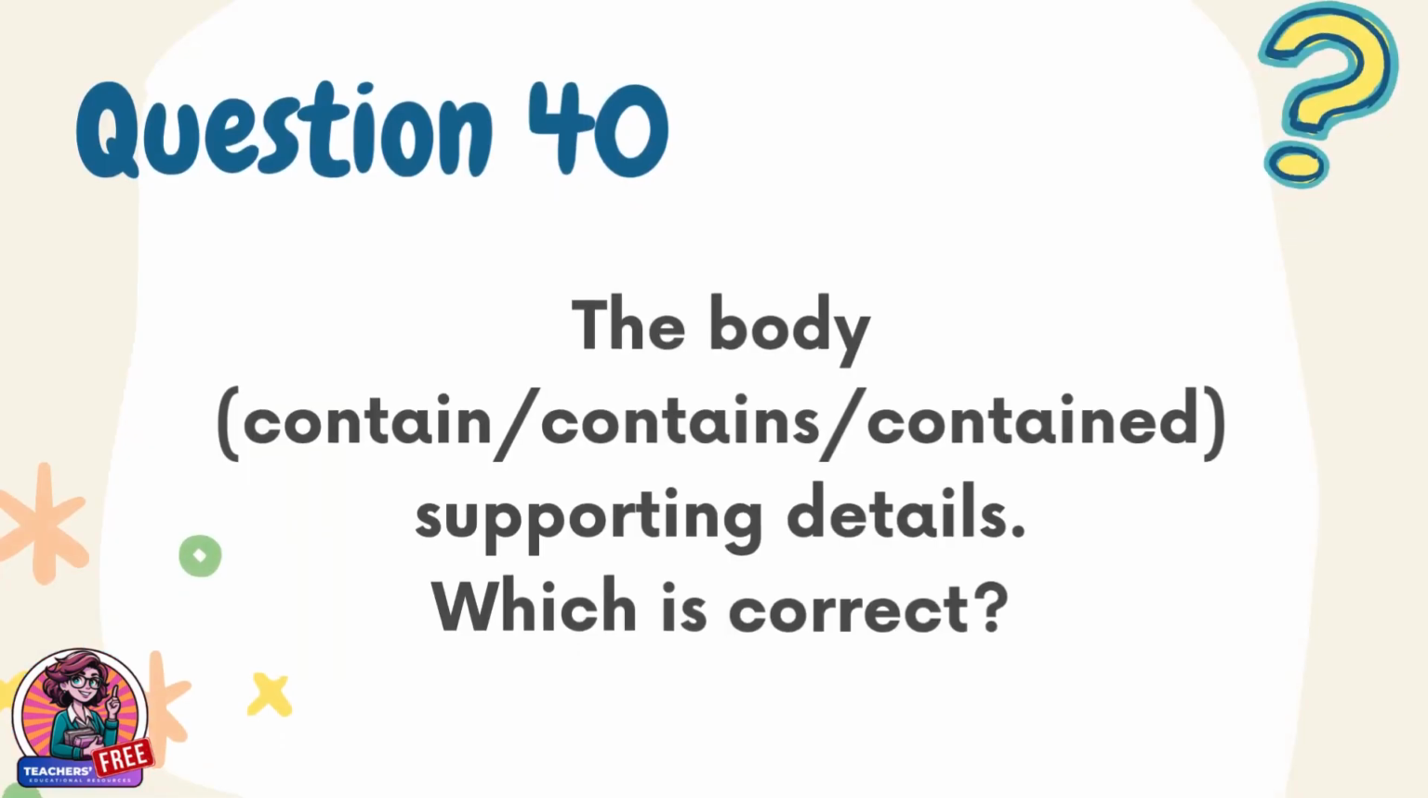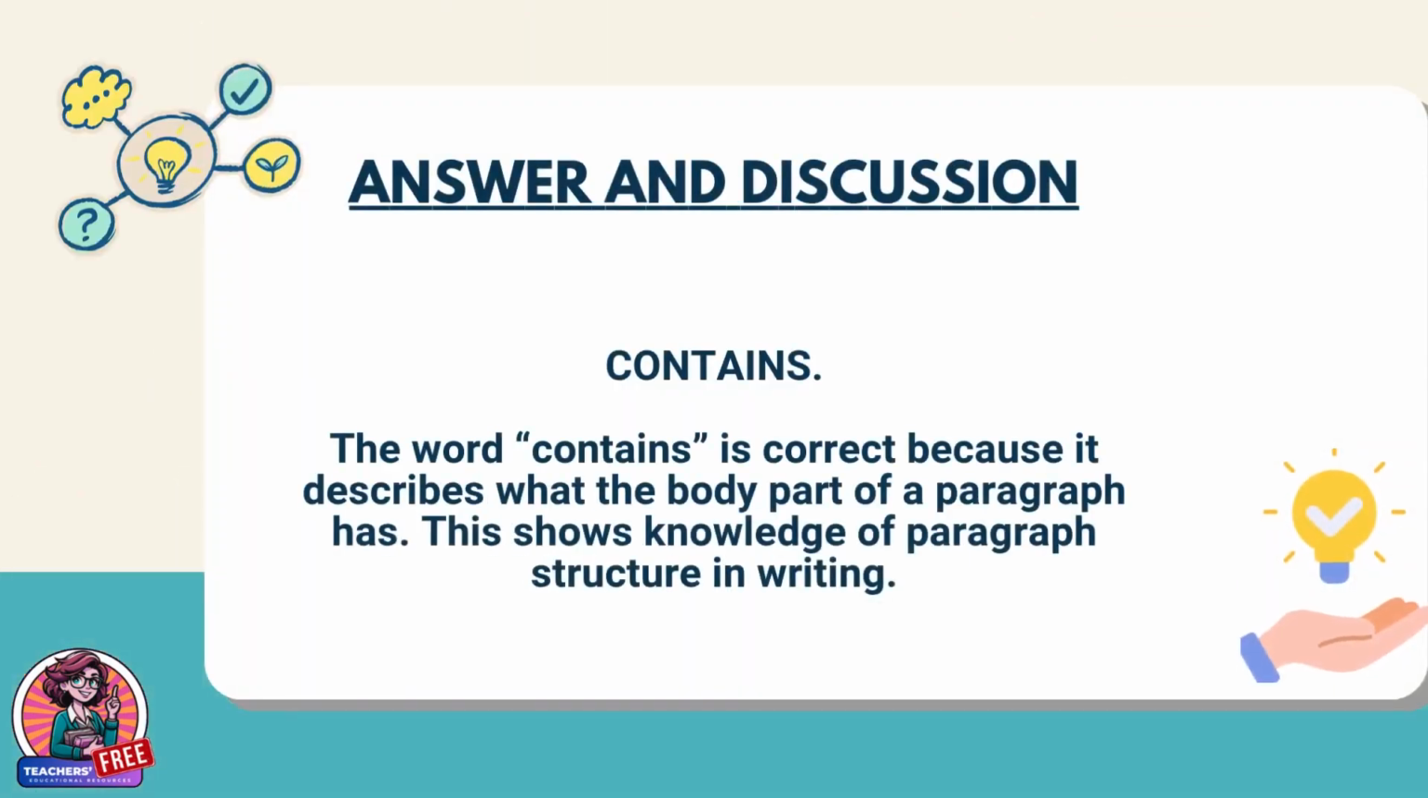Question 40. The body contain, contains, contained supporting details. Which is correct? Answer: contains. The word contains is correct because it describes what the body part of a paragraph has. This shows knowledge of paragraph structure in writing.